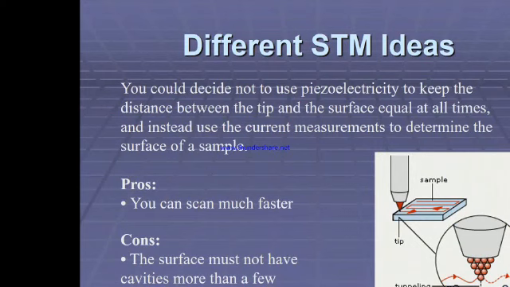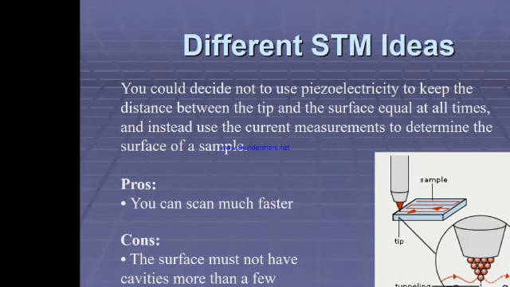Let's talk about the pros and cons of the STM. The pro is that the scanning is very fast, because it's just an electric signal traveling over a topography. It can basically finish a small sample in a fraction of a second.